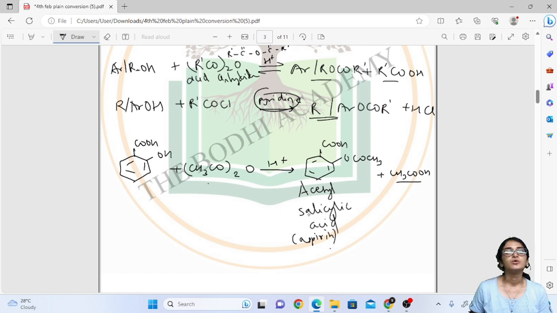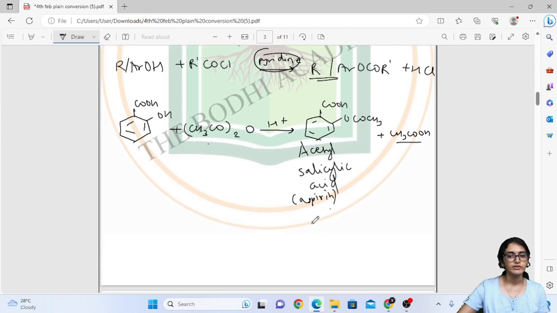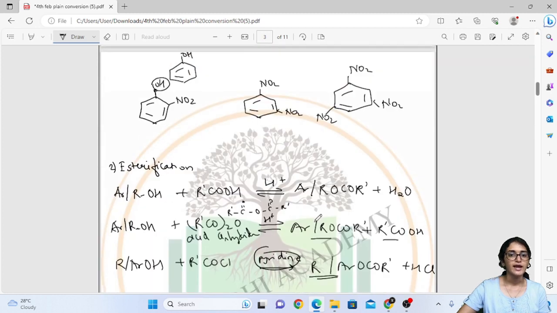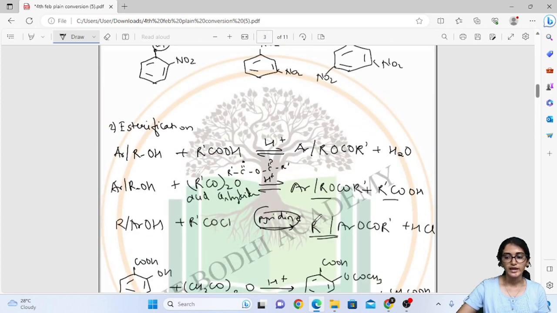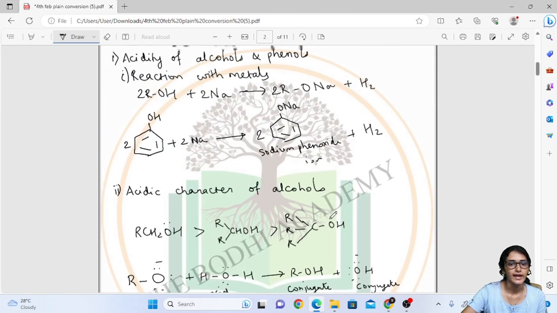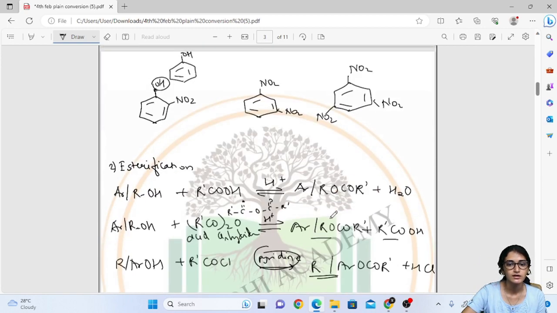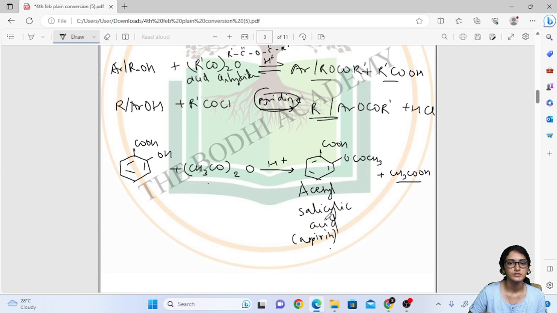So this is about the esterification reaction. All these reactions involve cleavage of the OH bond, meaning the reactions which we have seen here involve the cleavage of the OH bond. The OH bond is broken and then the compound is formed. So this was about esterification and the other chemical reactions of alcohols. We will see some more reactions in the next part.